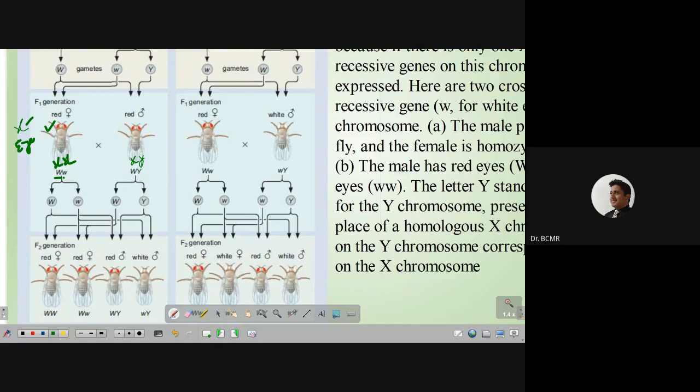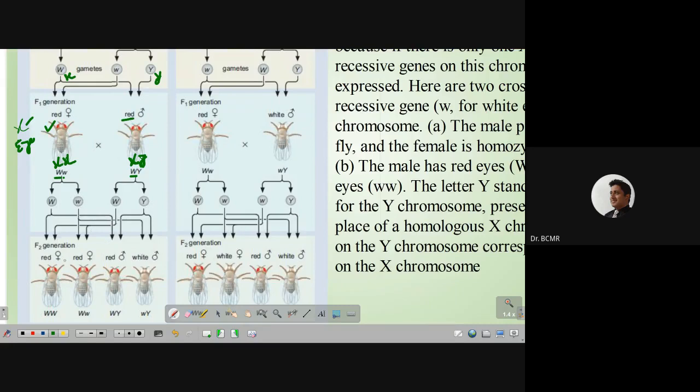Therefore, you will see that the individual has red eyes. In males, there is one X chromosome and one Y chromosome. It will inherit one X chromosome from the mother, and the Y chromosome will come from the father. Therefore, the eye color is determined only by the X chromosome. Because it's capital W, it will get red eyes here.